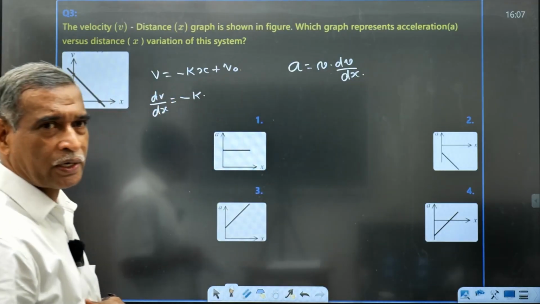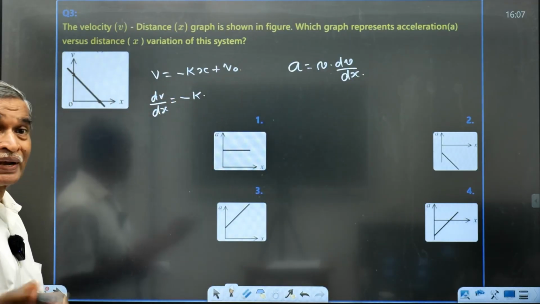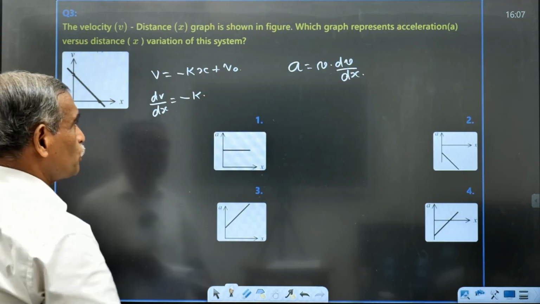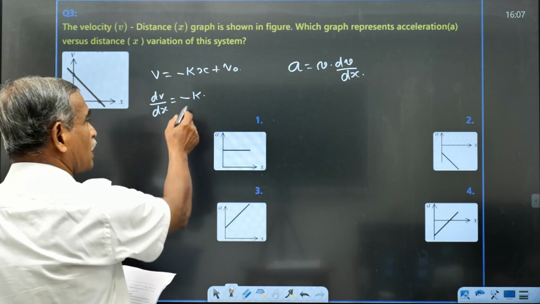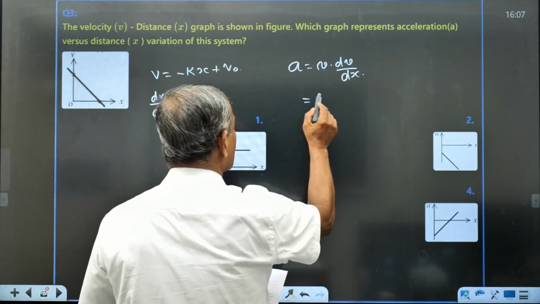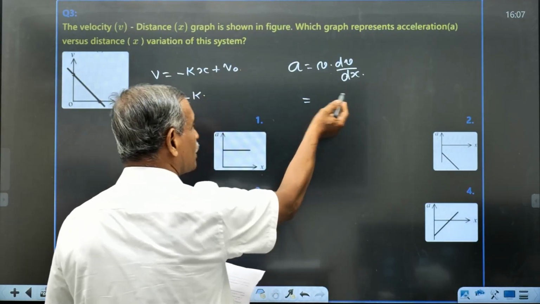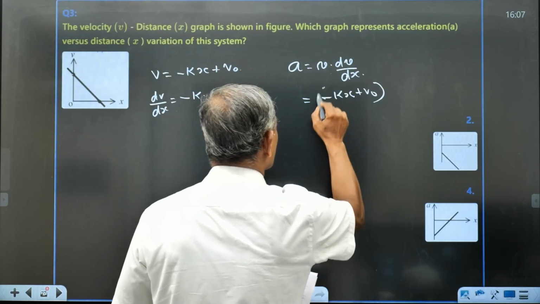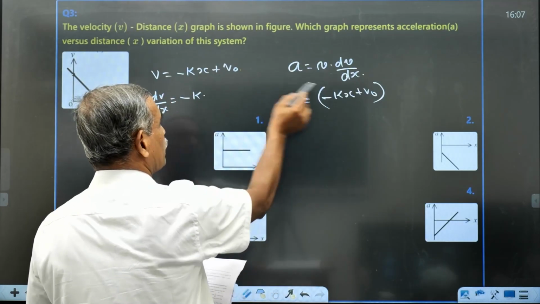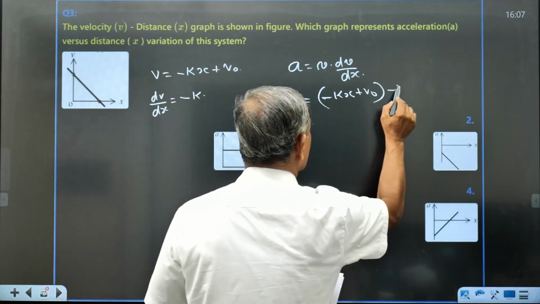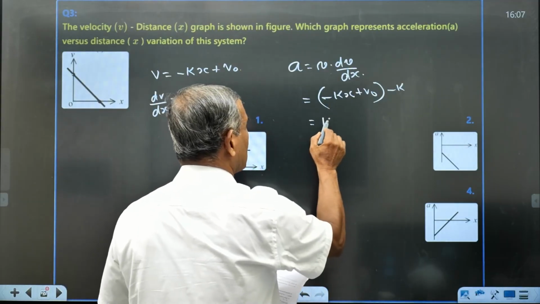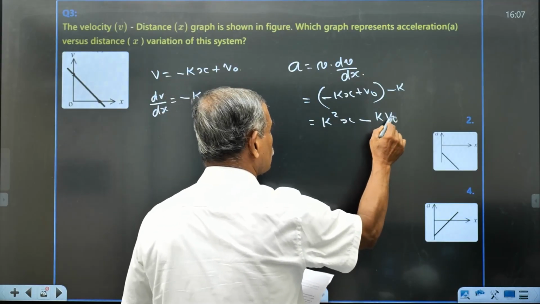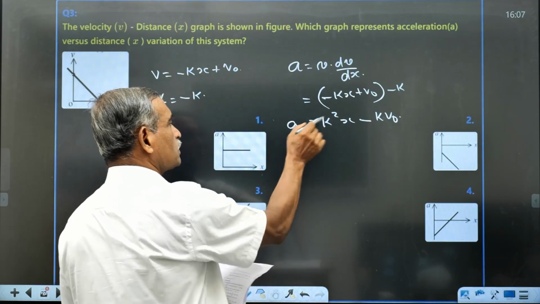This is the formula for acceleration. In terms of x, it is v into dv by dx. Therefore, a is equal to v into dv by dx, and v is already there with us. Minus k, v already there with us. Substitute here: minus k into (minus kx plus v0), that is our v, and dv by dx is equal to minus k. That gives k square x minus k v0. This is the acceleration equation.